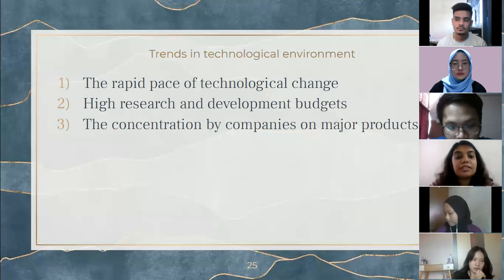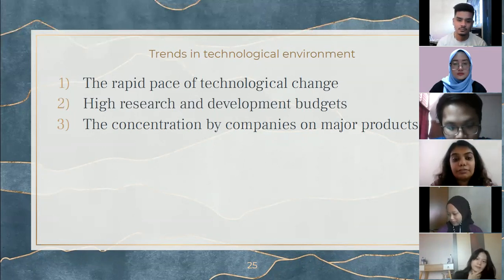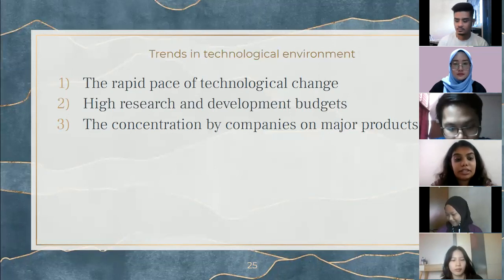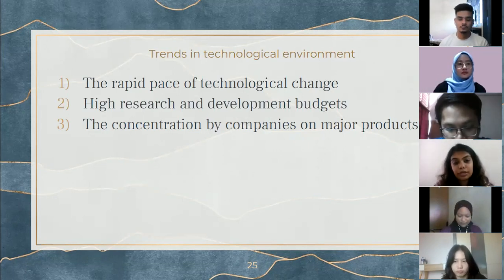some of the trends in the technological environment are the rapid pace of technological change, which is also the most dramatic force in changing the marketplace. Secondly, high research and development budgets, for example, coming up with new products and opportunities, and the concentration of companies on major products, which is mostly on safety.